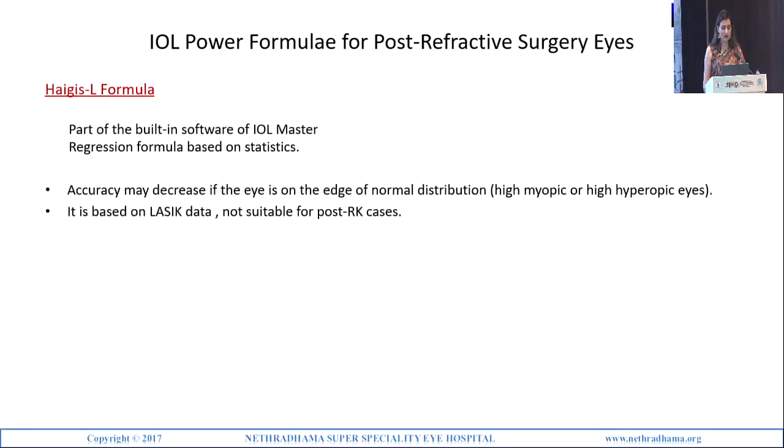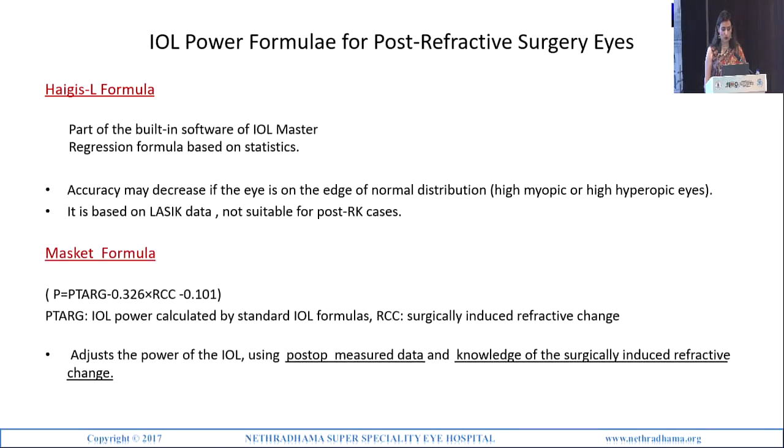So there are other formulas also. Haigis-L is a popular formula which is part of the inbuilt software in the IOL Master 700 and 500 as well. So this is again a regression based formula based on the statistics of post LASIK eyes. The accuracy of this formula may actually decrease if the eye is on the edge. So it is quite a popular formula, but for very highly myopic or hyperopic eyes post LASIK it may not be very accurate, and also not accurate for post RK.